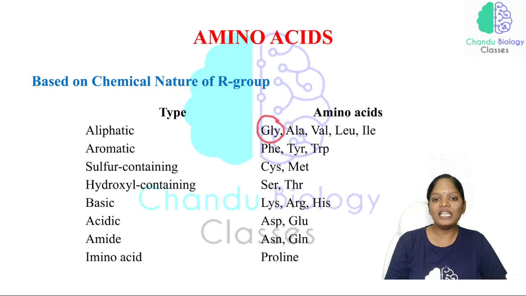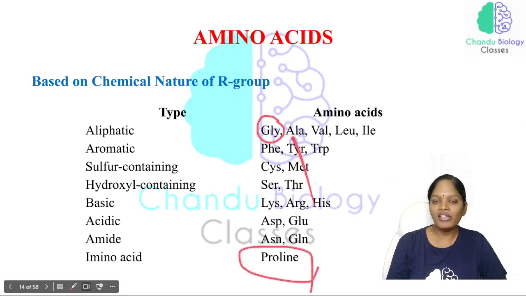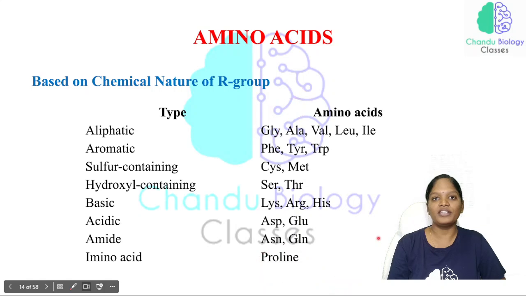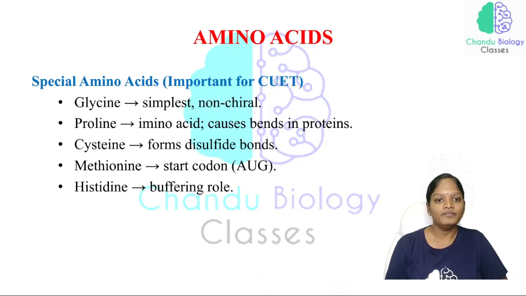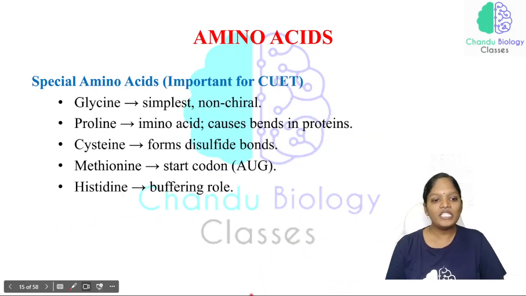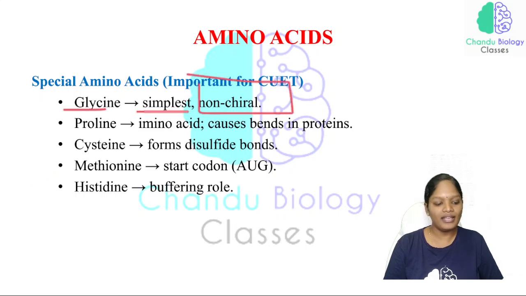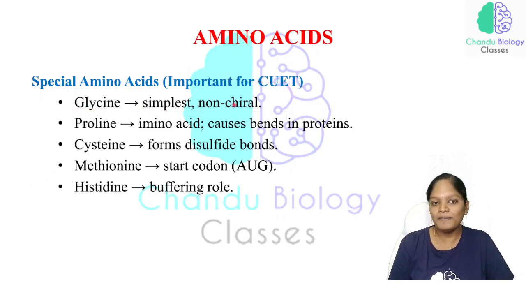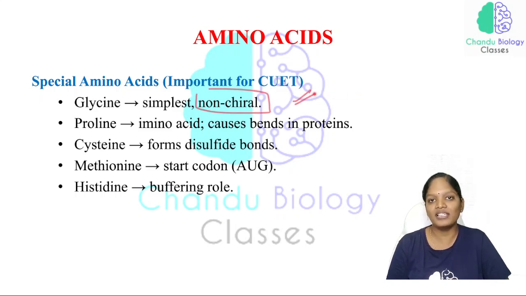See, one of the most important things, kindly make a note of this. Glycine and proline are very important. Why? To maintain the flexibility of a protein, glycine is important. To maintain the rigidity, proline is important. Okay, this is important. Now, what are all these special amino acids? Glycine, it is the simplest and non-chiral amino acid. Glycine, and it is simplest. It is simplest and non-chiral, and I have explained why we are calling this particular one non-chiral.